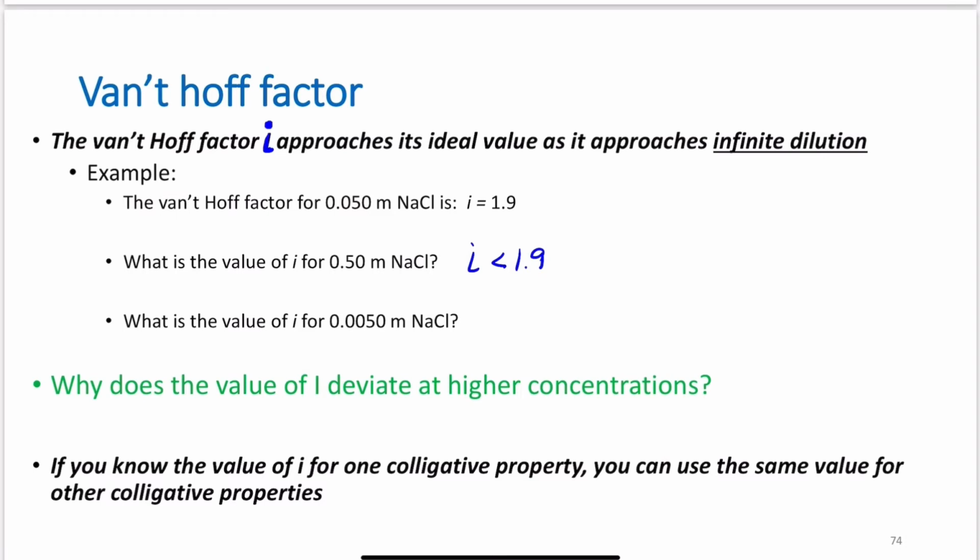What is it? I don't know. I just know it's going to be even less than that because it's a more highly concentrated solution. What about for 0.0050 molar? I know it'll be greater than 1.9, but less than 2.